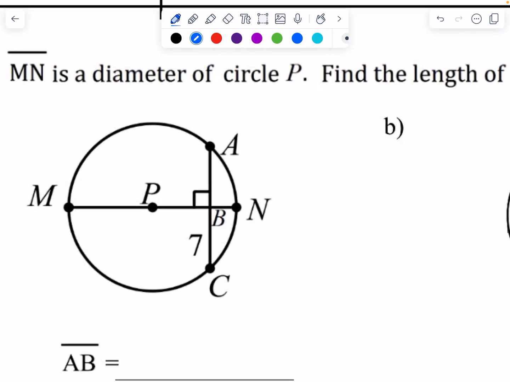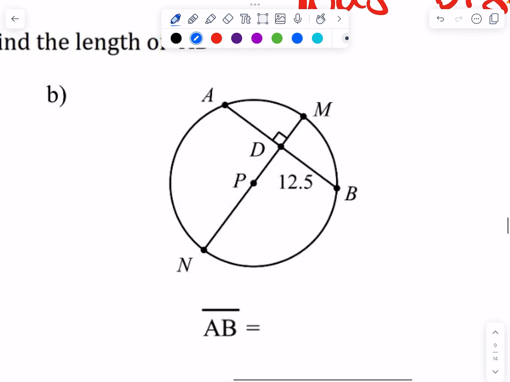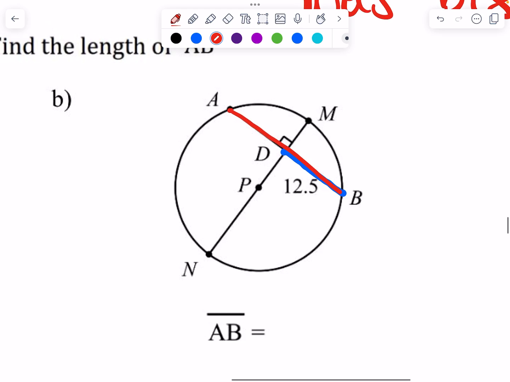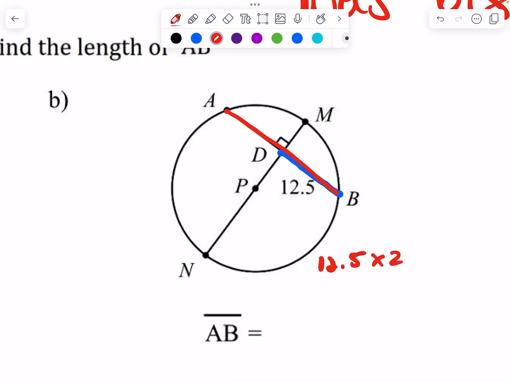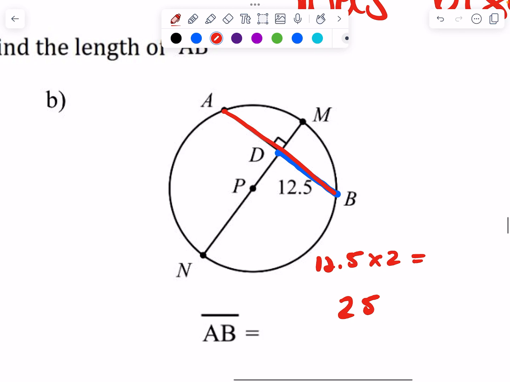So how that might help you is, let's say you've been given this side, but maybe you have a triangle over here. You're going to be able to bring that 7 across and say that this side is also 7. Or let's say you have this side and you want to know all the way across. So you actually wanted to know AB. Well, now you know to just multiply 12.5 times 2 because there would be 2 of those, giving you a chord length of 25. So you can play around with that idea of knowing that you have congruent segments.